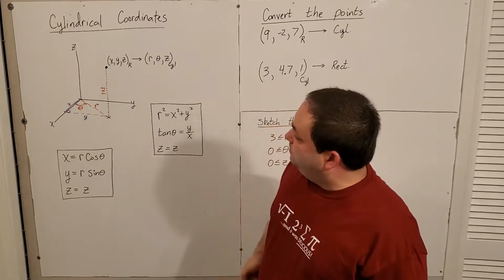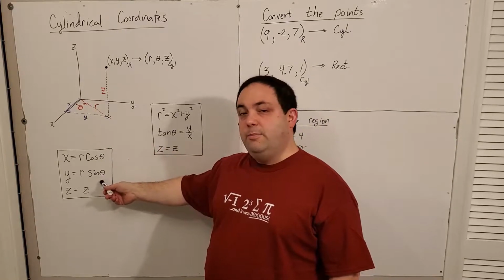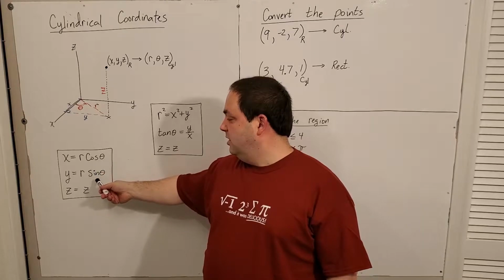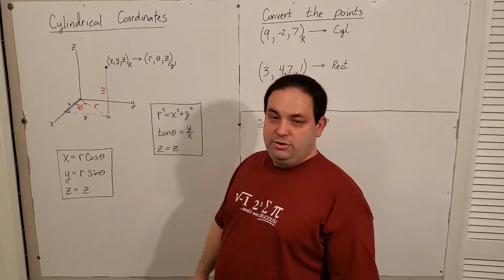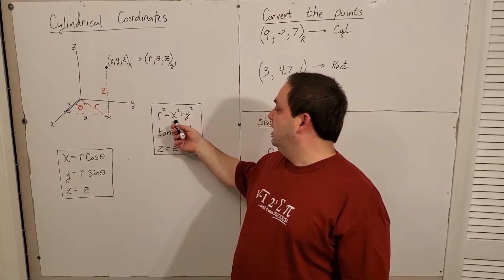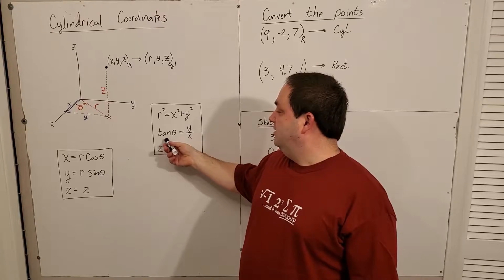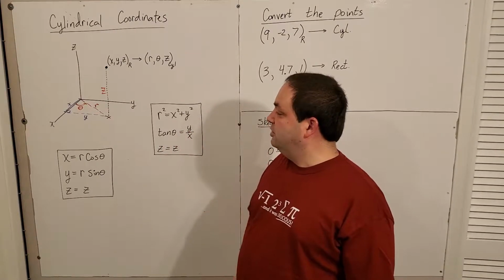Okay, so to convert, all of the equations look just like polar coordinates. r cosine theta, r sine theta for x and y, and notice z is unchanged. And vice versa, r squared equals x squared plus y squared, and tangent of theta is y over x. Again, those are the same conversions from polar.